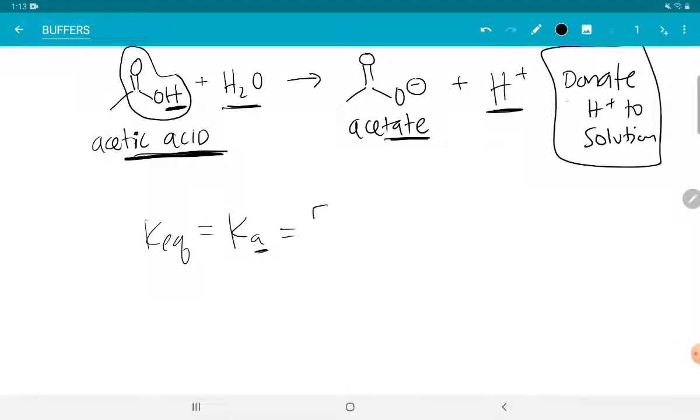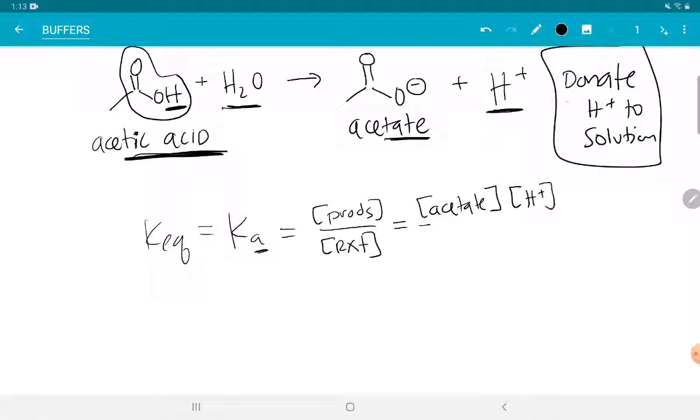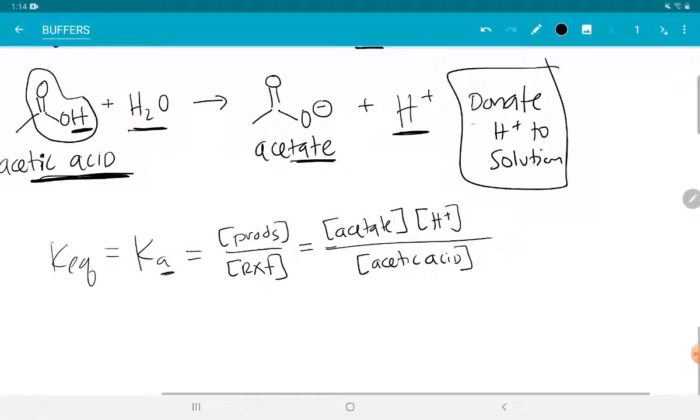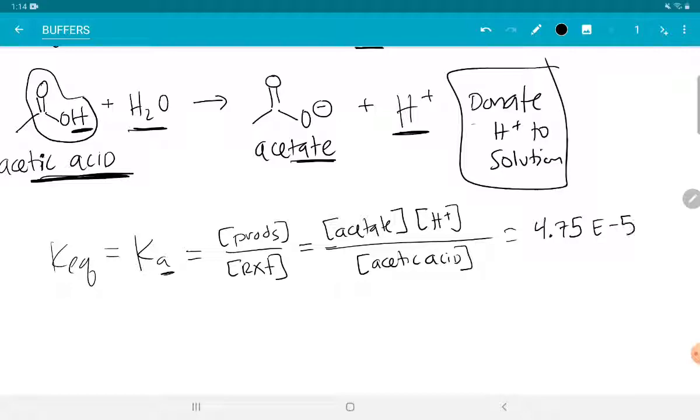But again, it's the concentration of products over reactants, which in this case would be the concentration of acetate times the concentration of H+ over the concentration of acetic acid. That Ka has a value of, I believe, 4.75, I'm pulling this from memory, E -5. That is the equilibrium constant Ka.